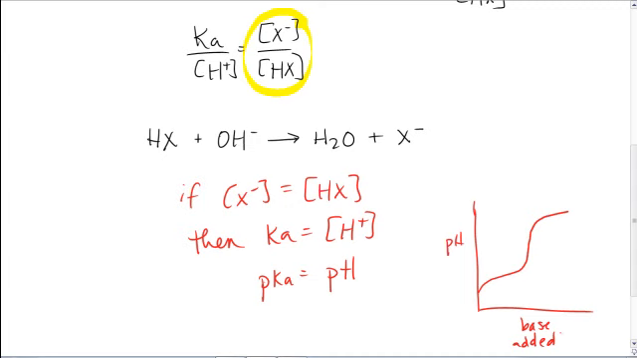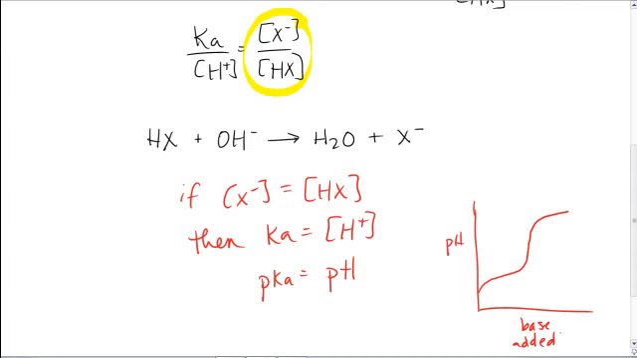Talk to your partner for the next like 15 seconds. Figure out when along the course of the titration will HX and X- be equal. You got about 15 seconds. Go. I don't know, we're over 15 seconds, but you sound good over here. Not here. I don't know what's going on here.